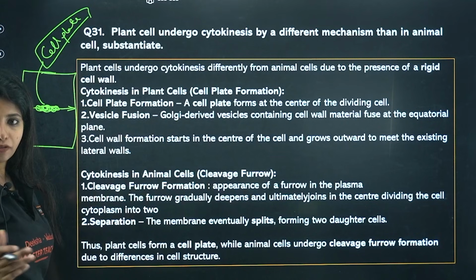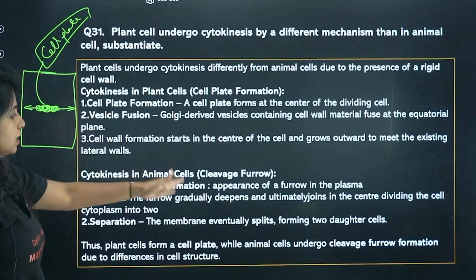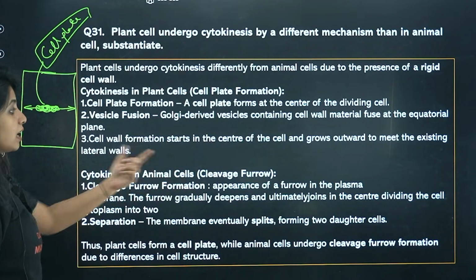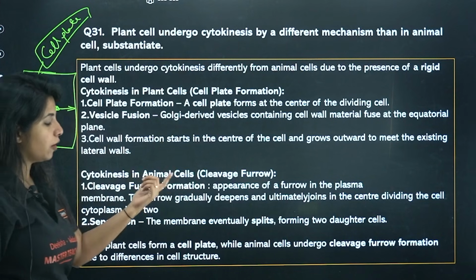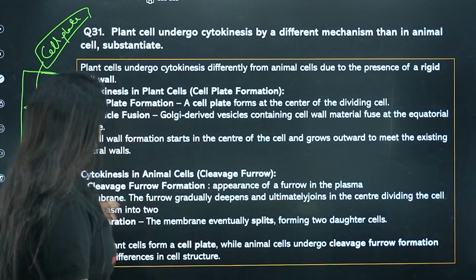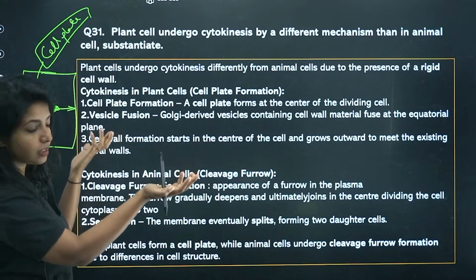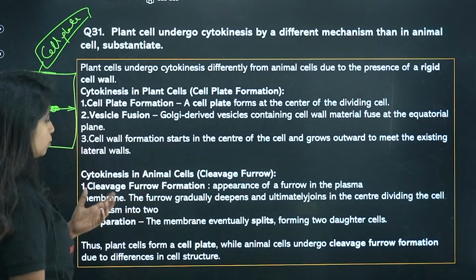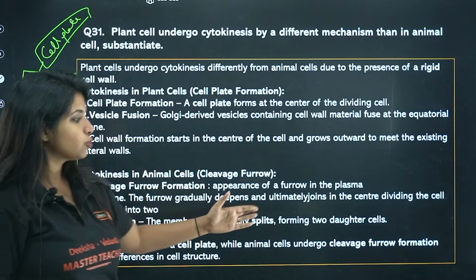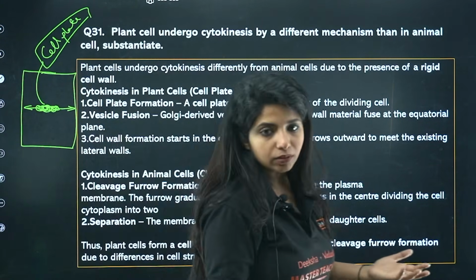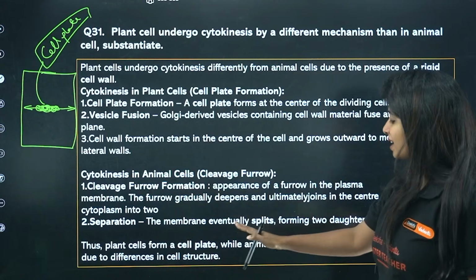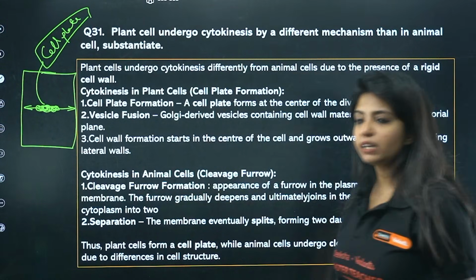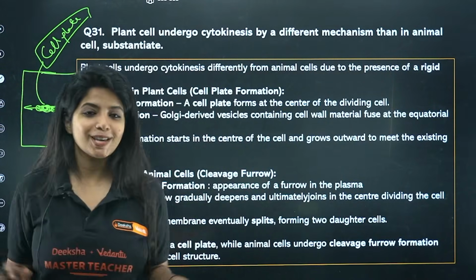Okay, cell plate formation. Now next thing, cytokinesis in the case of animal cells. There is a furrow being formed. So cleavage furrow formation: appearance of a furrow in the plasma membrane, because they do not have any cell wall. The furrow gradually deepens and ultimately joins in the center, dividing the cytoplasm into two. Separation: the membrane eventually splits, and now you have two cells out there. Thus plant cells form a cell plate, while animal cells undergo cleavage with the help of a cleavage furrow. That is how things happen.